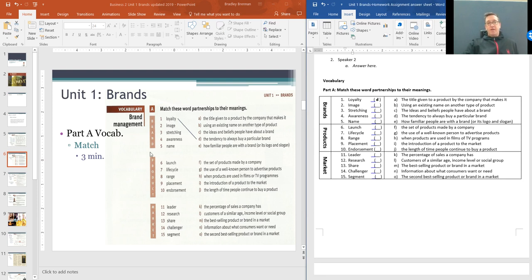If you look here, it's brand loyalty, brand image, brand stretching, brand awareness, and brand name. So on the answer sheet, you see that here it says loyalty is the tendency to always buy a particular brand. So here, you're just going to put the letter. Just go ahead and put in all of the corresponding letters that go for the right one. Product launch, product life cycle, product range, product placement, product endorsement. And the third section is market leader, market research, market share, market challenger, market segment.